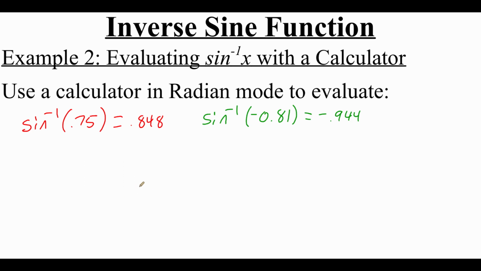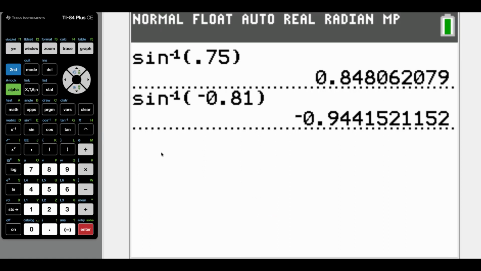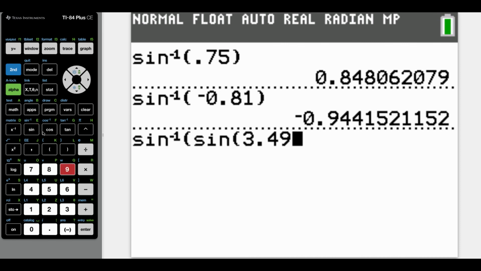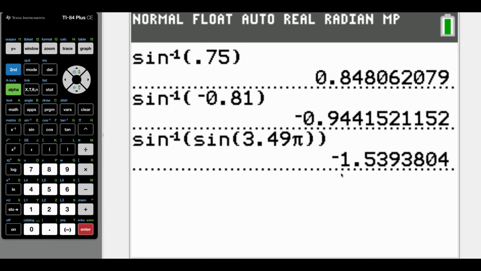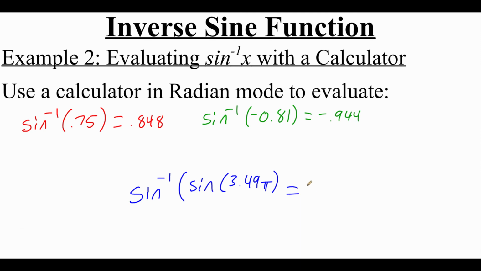And the last one, we're going to do the inverse sine of the sine of 3.49 pi. And again, we're just going to type this one into our calculator. Now in this one, we're supposed to do the inverse sine of the sine of 3.49 pi. I've got 2 sets of parentheses to close up. When I hit enter, again going to 3 decimals, we get negative 1.539 as our answer. So going to 3 decimals on this one, we got negative 1.539.